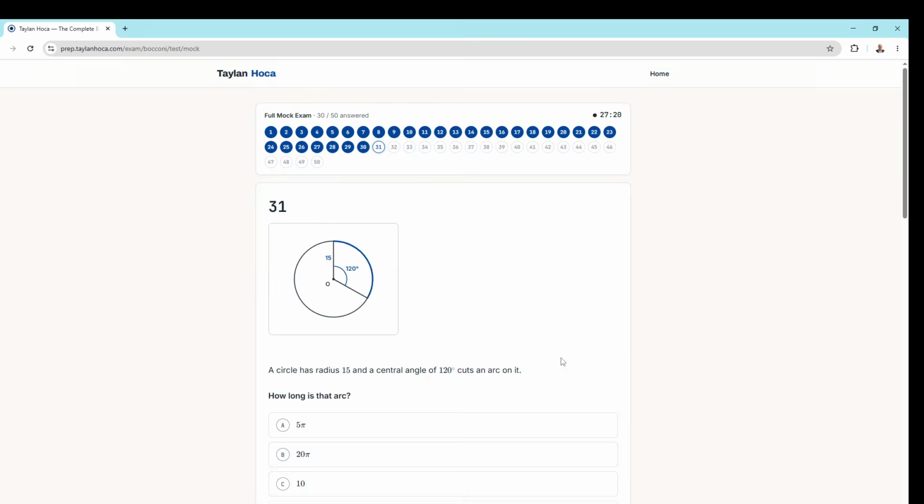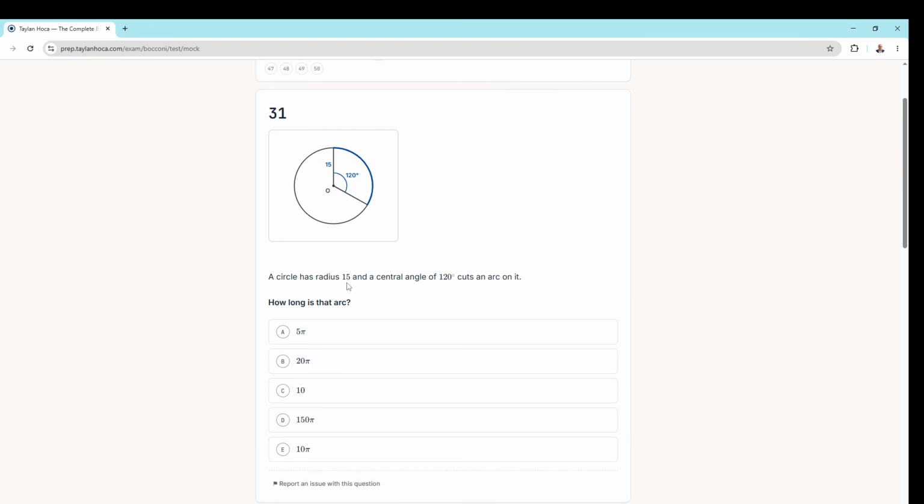Okay, so radius 15, central angle 120. How long is that arc? So the diameter is 30. The perimeter is 30 pi. And then the arc is 1/3 because 120 is 1/3 of 360. So 30 pi, 10 pi. All right.